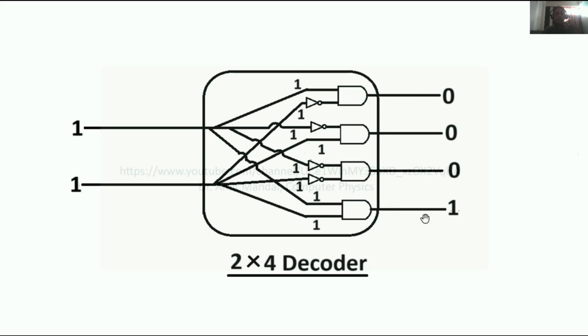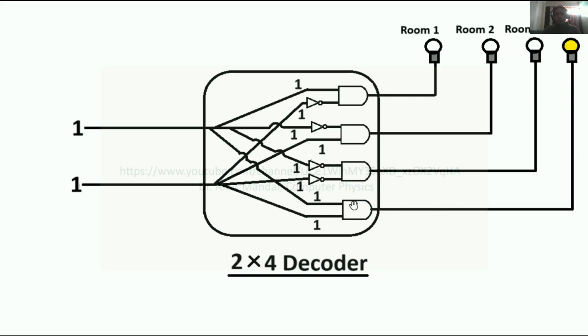Okay, now I will tell you one practical use by the help of which you will learn it properly. Suppose I am connecting the outputs to the light bulbs of 4 rooms. You can see the output of the first AND gate is connected to room number 1, the second to room number 2, the third to room number 3, and the fourth to room number 4.